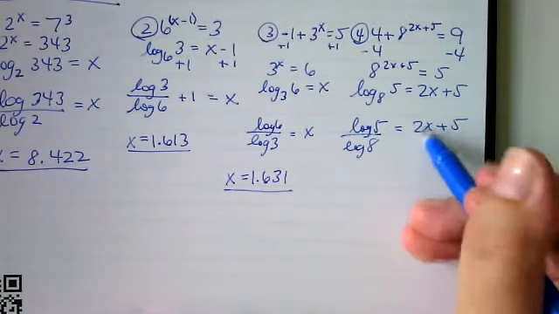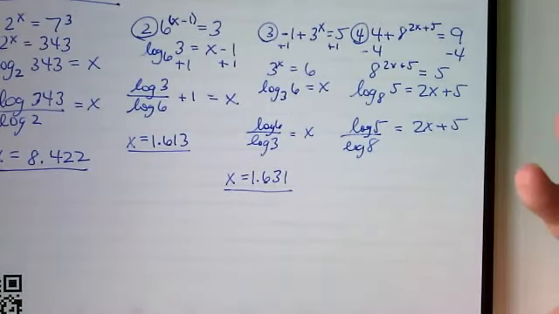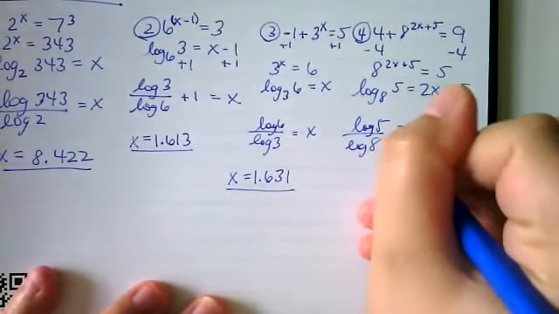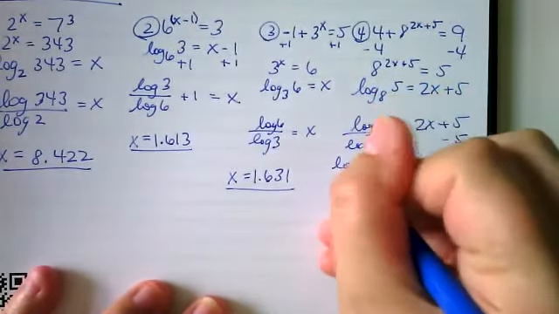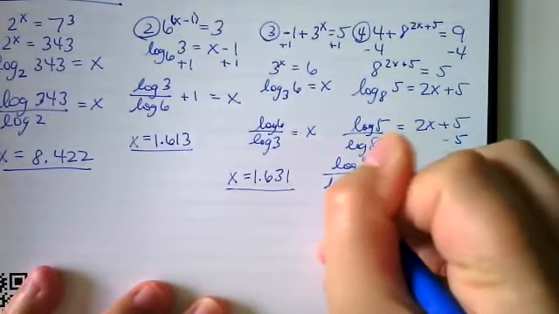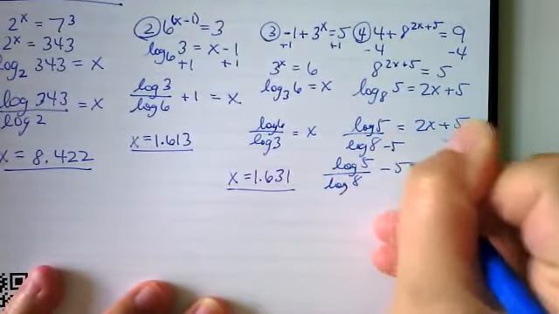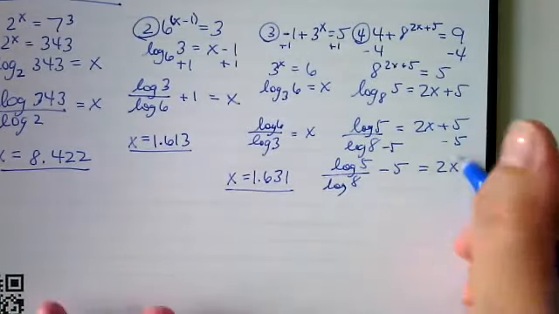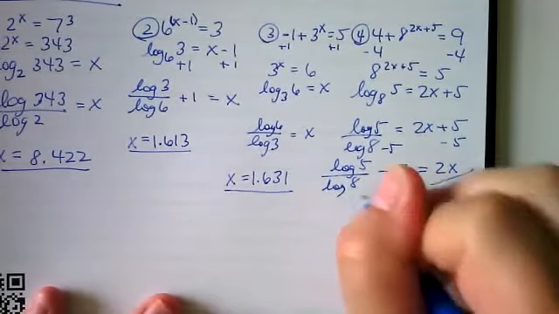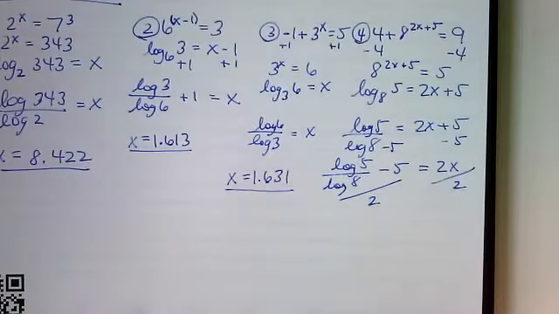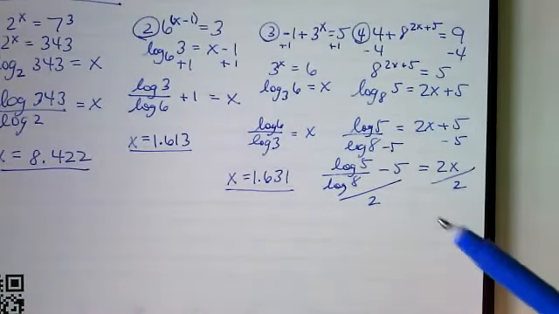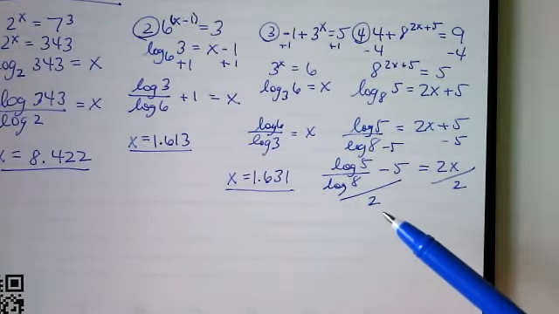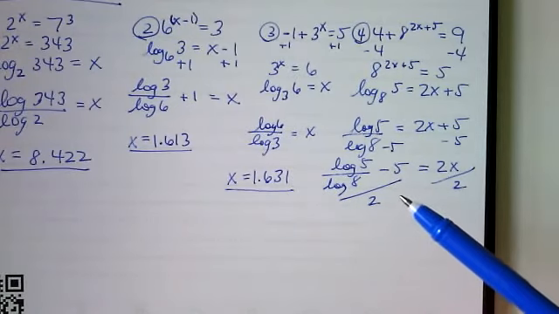So now to solve for x over here, I would do the same thing that I would normally do. So I would subtract 5 from both sides here. So I've got log of 5 divided by log of 8 minus 5 equals 2x. Okay, and then to get rid of this 2, I'm going to divide everything by 2. I'm dividing the whole thing by 2. Okay, so you are doing this in 3 steps. I know this looks a little complicated here, but you just need to make sure that you are doing it in your calculator in 3 steps.